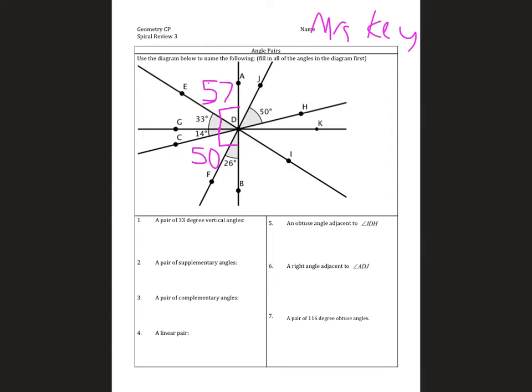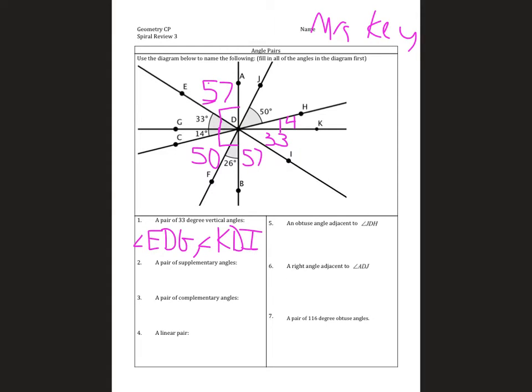Using that vertical angle idea, this is also 57, this is also 33. Again, using vertical angles, that's 14. So now I filled in all the angles. A pair of 33-degree vertical angles. So that would be like EDG and KDI.